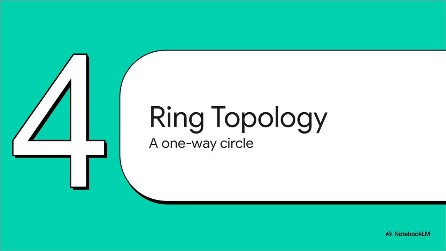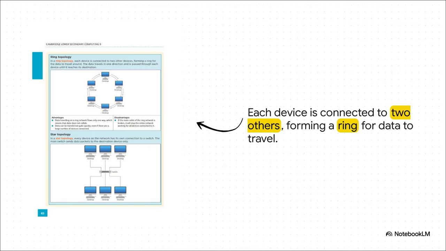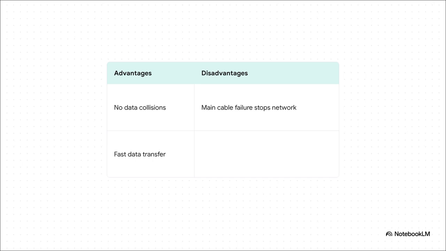Okay, so next up, let's look at a design that tries to fix some of those data collision problems. This one is called the ring topology. So in a ring, every computer is connected to exactly two others, and this creates a continuous loop. Data just zips around this circle in one direction, passing from one device to the next till it gets to where it's going. So, the big win here is speed. Because data is only flowing one way, you don't get all those messy collisions you see on a bus network.